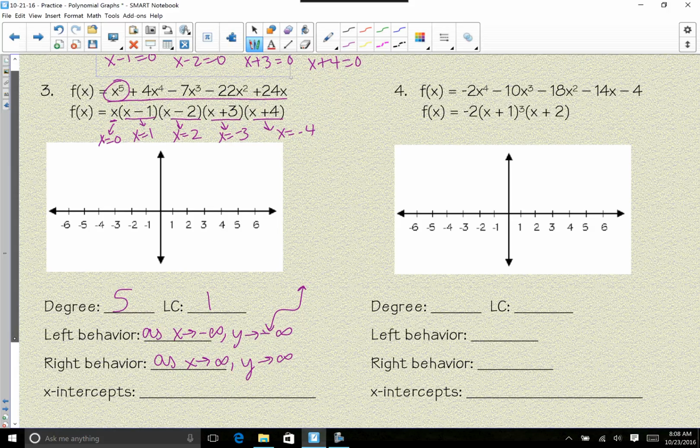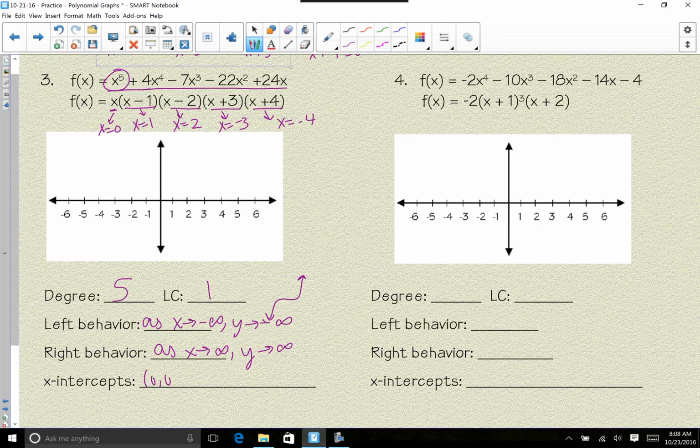So the very first one is 0, so that's 0, 0. Then 1, 0. Then 2, 0. Negative 3, 0. Negative 4, 0. And each of them, if I come back, each of these have understood multiplicities of 1 right here. So at every single one of those, I'm going to cross, right? So I'm going to go back and I'm going to put them up here. So I got a 0, 0, a 1, 0, a 2, 0, a negative 3, 0, and negative 4, 0. Ooh, that was 5.